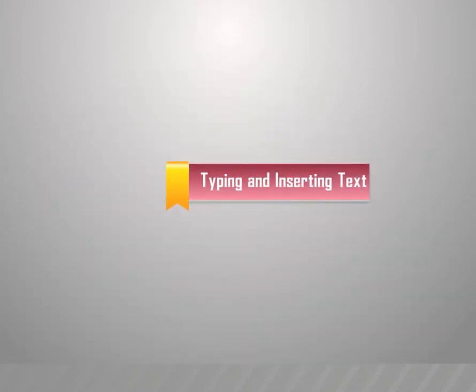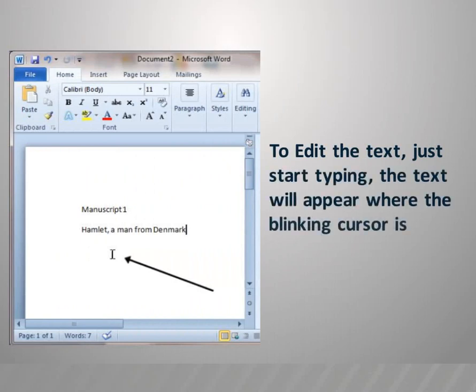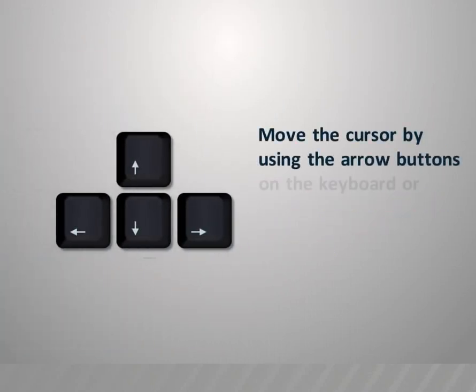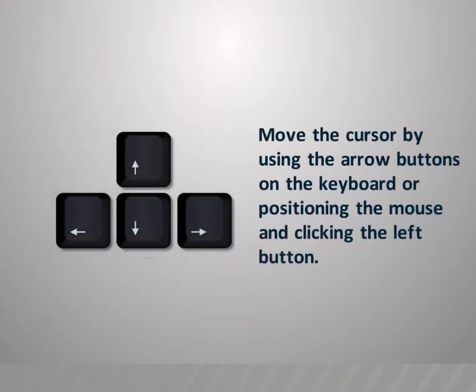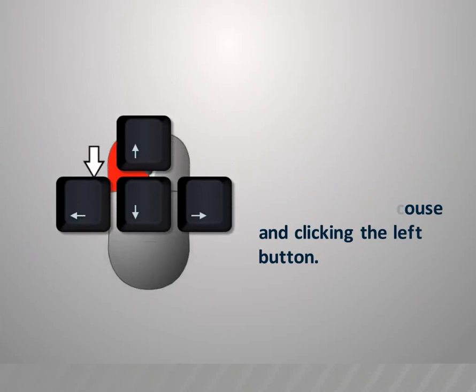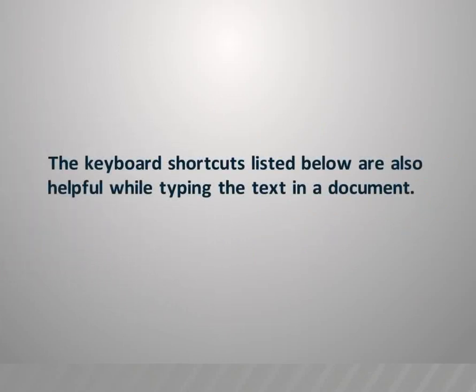Typing and inserting text. To edit the text, just start typing. The text will appear where the blinking cursor is located. Move the cursor by using the arrow buttons on the keyboard or by positioning the mouse and clicking the left button. The keyboard shortcuts listed below are also helpful while typing text in a document.